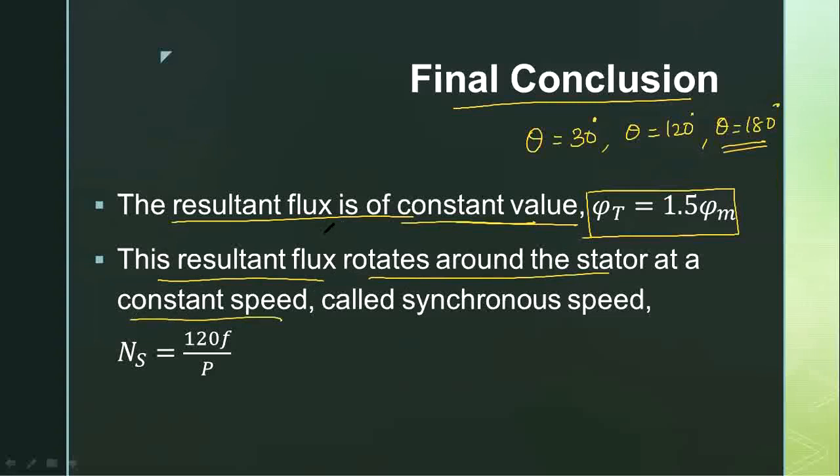When I considered theta equals 0 degrees, the position of the resultant flux was different. And when I consider theta equals 90 degrees, it has rotated through 90 degrees. And the speed at which this resultant flux is rotating is called the synchronous speed. And as we know, what is the equation of synchronous speed? Ns equals 120 f by p.